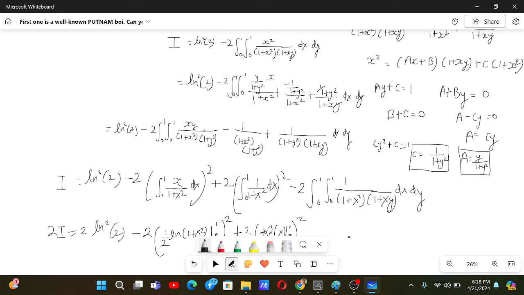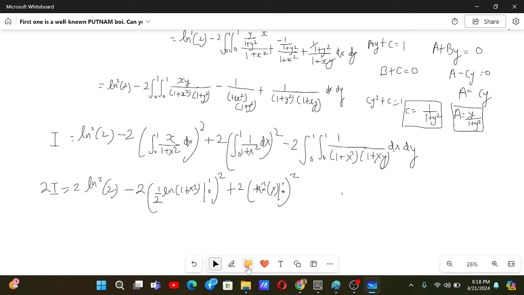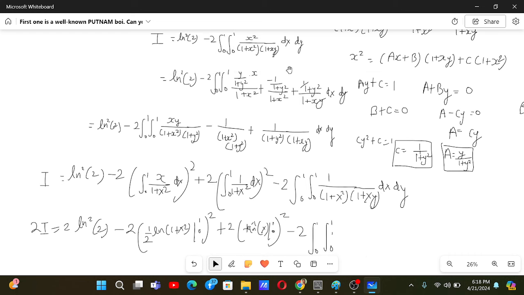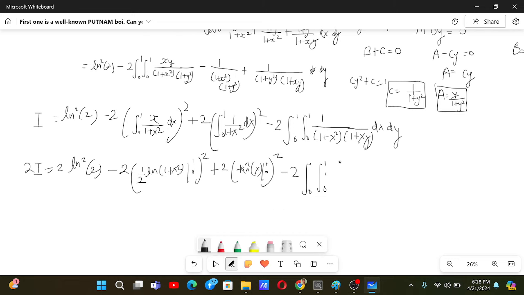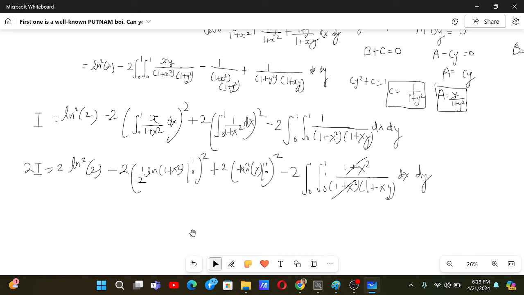Yeah, and then basically minus 2, and since the denominator is the same, we have x squared and 1 added to each other, so we have (1 plus x squared) by (1 plus x squared)(1 plus xy) dx dy. Yeah. Now after this, what do we have? This cancels out. Yeah, and now this is an easy integral. Yeah, we can do that easily.